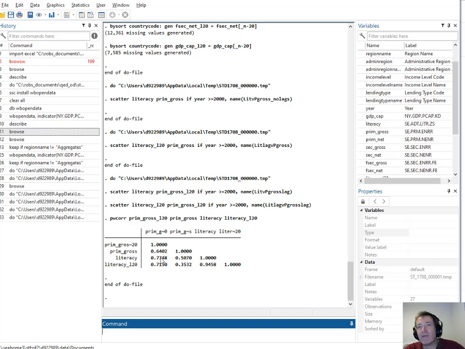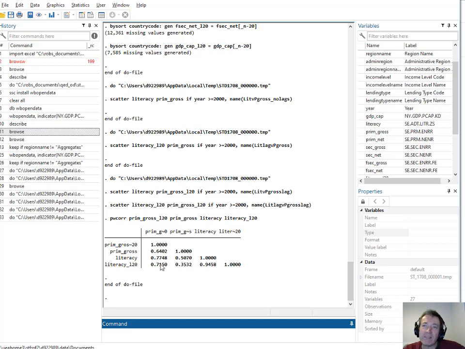If you lag just the primary, it makes it stronger. So it seems that primary education in previous years is more strongly correlated with literacy now, whereas if you do it the other way around, the correlation gets weaker. If you remember what that could potentially imply in terms of causality from the discussion of Granger causality, it could be that if you lag something and that improves the correlation, then the thing that's lagged is possibly causing the thing that's happening in the present time. So it seems that there's more evidence of causality from primary education to literacy than there is the other way around, but still a positive correlation.